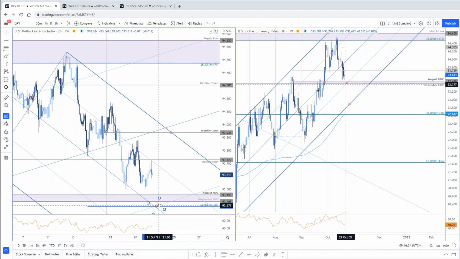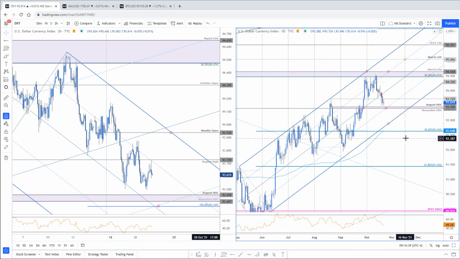Remember, we've been talking about dollar weakness for the last 2 weeks. We've been looking for it. It's all within the confines of the broader uptrend. So I am looking for the dollar weakness to essentially start to abate as we get closer to uptrend support.